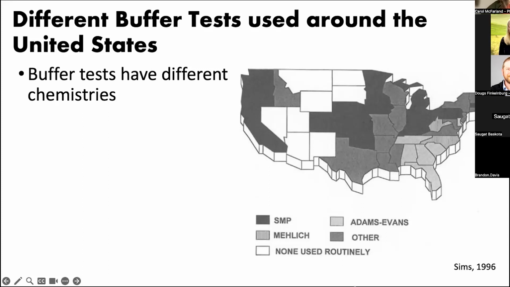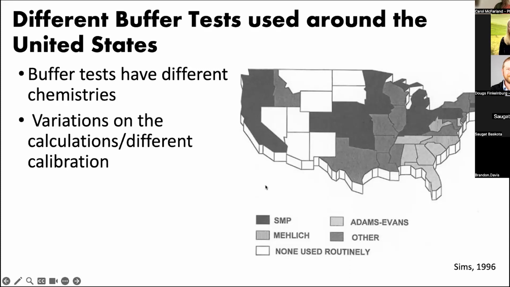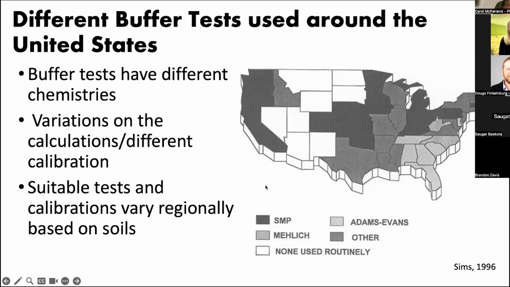So yes, buffer tests tend to have their chemistries more uniquely tailored to a certain type of soil, and then calibrated to best predict lime requirement. Again, which tests are suitable varies regionally based on the soils present. The Idaho recommendation that is in this figure is actually the Woodruff 6, based on the work of Mahler and Mohebe in the 80s. And that was one of the tests that we evaluated.